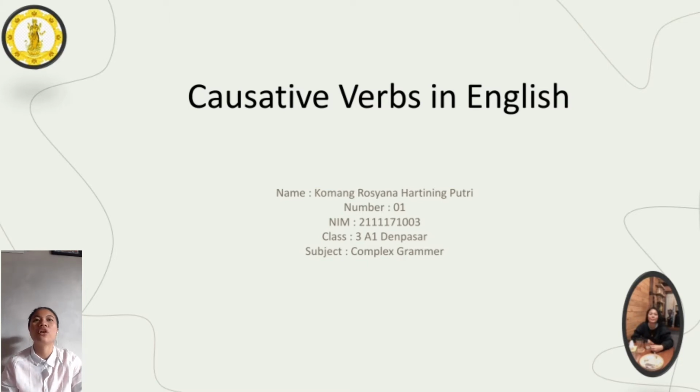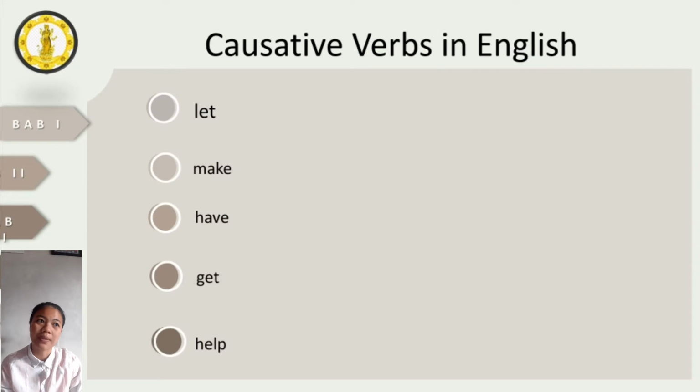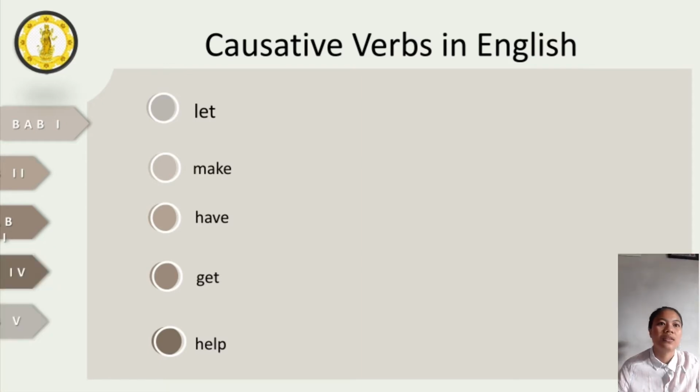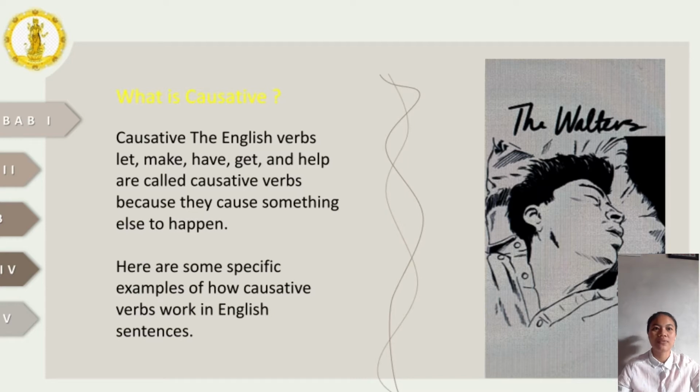Now I would like to talk about causative verbs in English. We have five types here. The first one is let. The second one is make. The third is have. The fourth is get. The fifth is help.